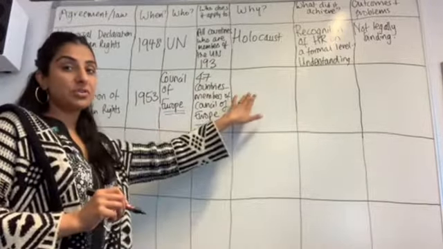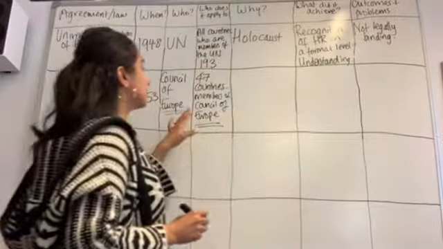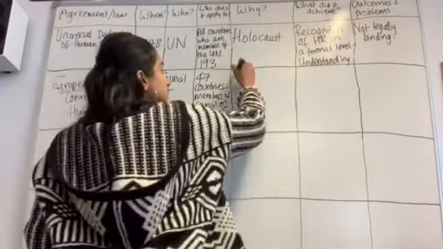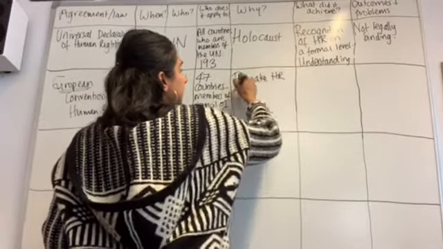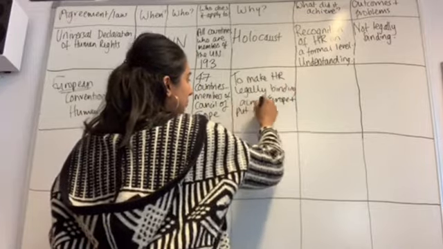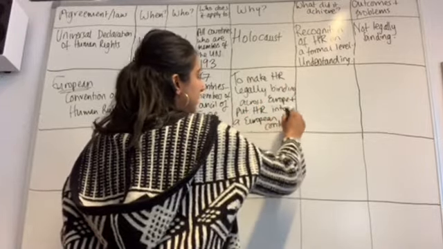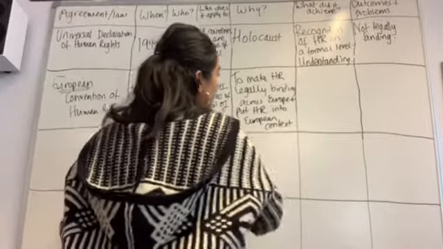Why was it introduced? It was introduced because they wanted to make human rights legally binding. They wanted to make sure that human rights was being upheld in all those 47 European countries. So to make human rights legally binding across Europe and put human rights into a European context. So making sure that it applies to European countries.